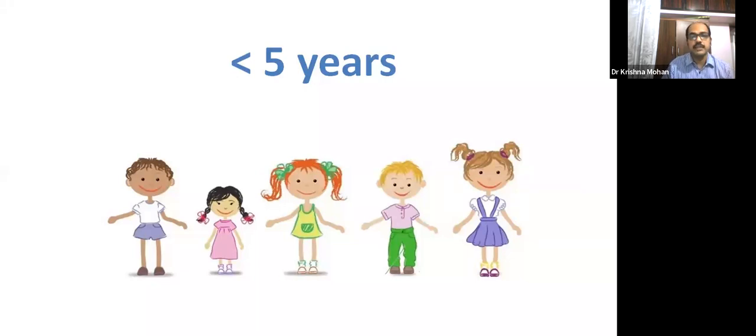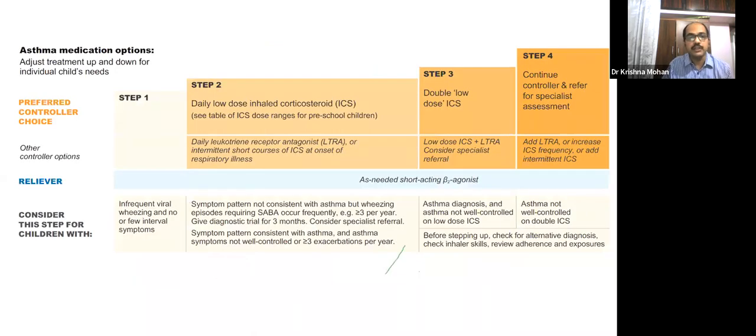What is the main reason? In less than 5 years, we cannot do spirometry, and only after the age of 6 years we can do spirometry. So it is very difficult to diagnose asthma. Even though it is difficult to diagnose asthma in this age group, treatment as per the algorithm is very, very simple because we only have very, very limited options in this age group. So you just see this.